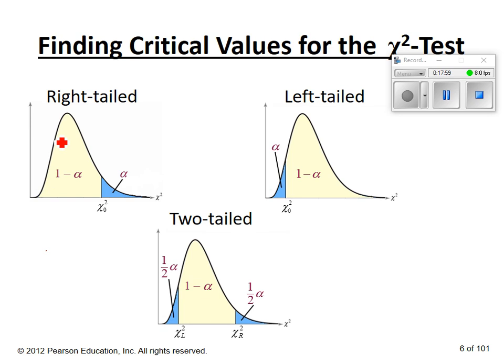So this is 700. This is half of alpha, this is half of alpha. 1 minus alpha is in here. We're gonna look up and have a chi-squared left and chi-squared right again, like we did last chapter for our two critical values. It's not as hard. Last chapter we had to do a big calculation for it. This time we're just using the chart to find them.